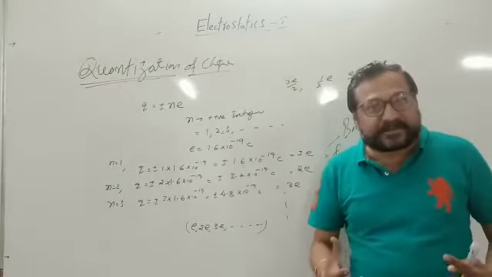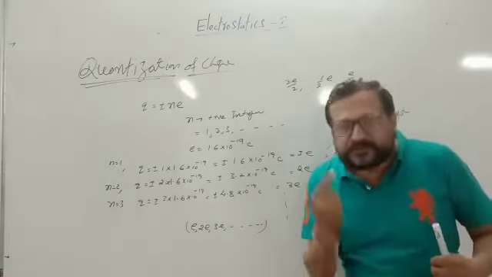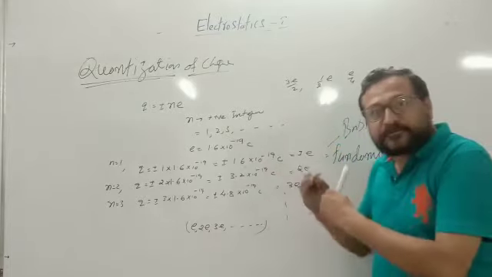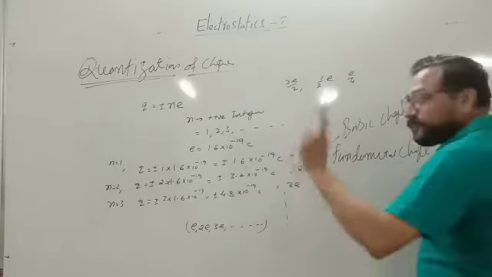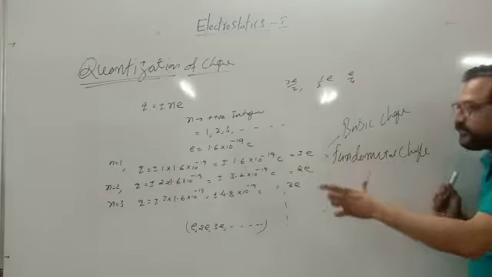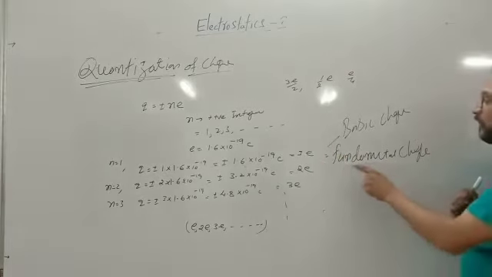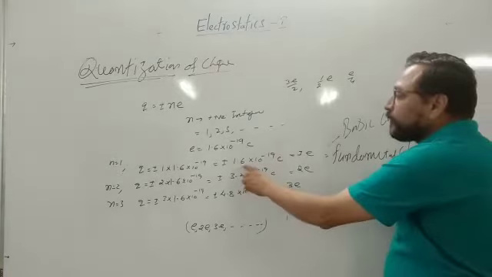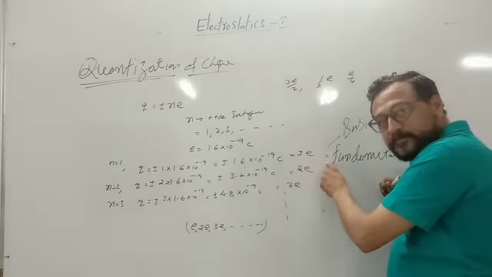Fundamental, basic, क्या मतलब है? इसका concept ये कहता है कि that's the least possible value of charge on a body. That is e. That single charge of electron is called fundamental charge. Again, we define the least possible value of charge on a body as fundamental charge or basic charge, and its value is 1.6 × 10^-19 coulomb.